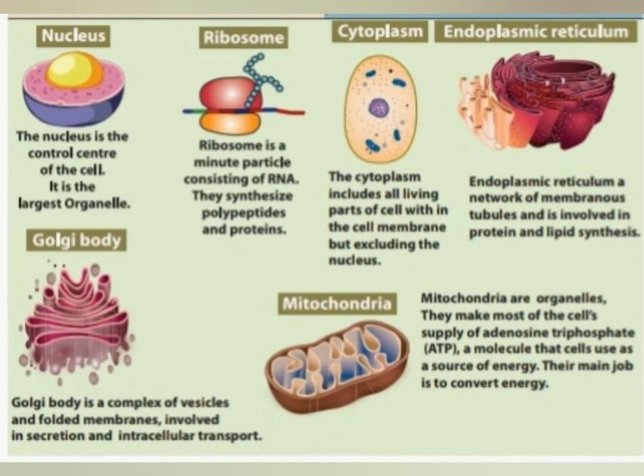Next, what are the similarities between the plant cell and the animal cell? Nucleus, ribosomes, Golgi body or Golgi complex, cytoplasm, endoplasmic reticulum, and mitochondria. These are the common cell components of plant cell and animal cell.